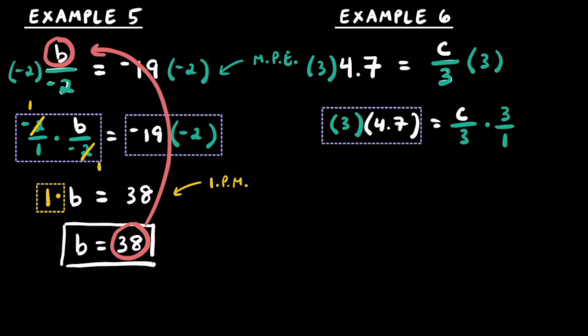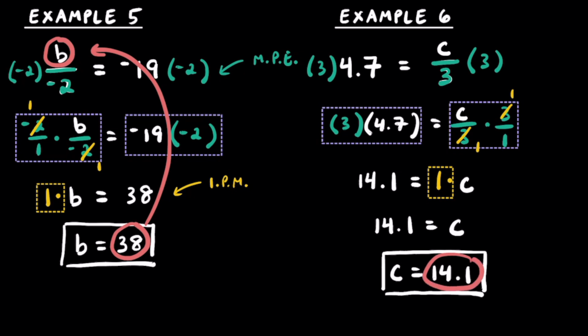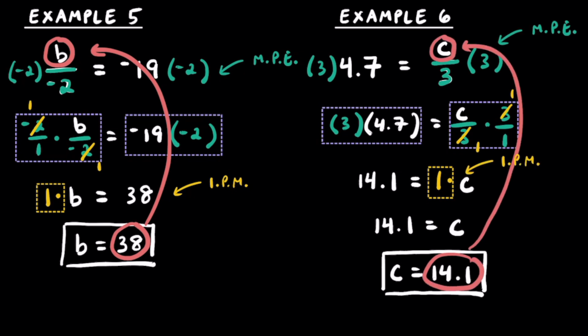3 times 4.7 is equal to 14.1, so we'll go ahead and write that on the left side of the equation. And on the right side, these 3's are going to cross cancel, and we're going to be left with 1 times c on the right side. We don't need to write the 1 as a coefficient, so we can say that 14.1 is equal to c, or turn it around and say that c is equal to 14.1. There's our solution. Checking this, 14.1 divided by 3 does equal 4.7. And as usual, these are the two properties we used.